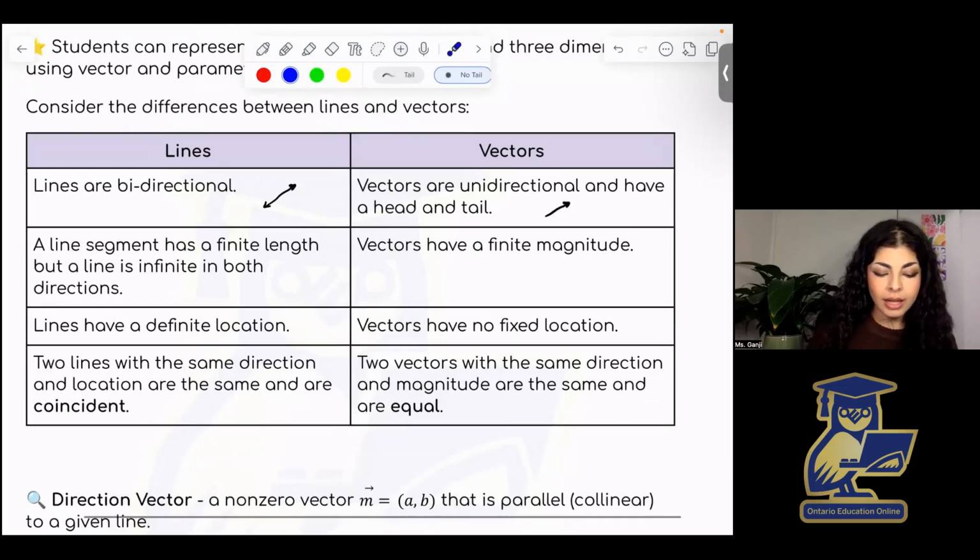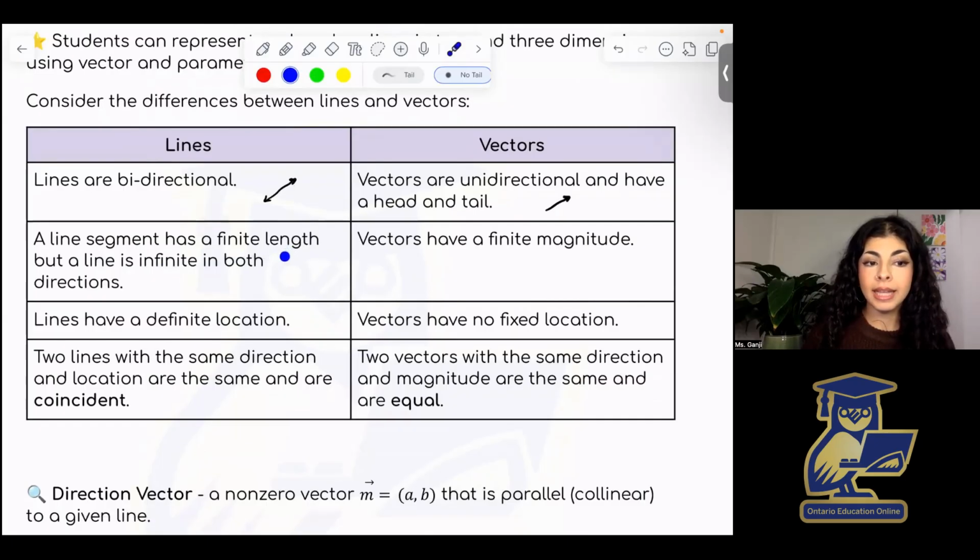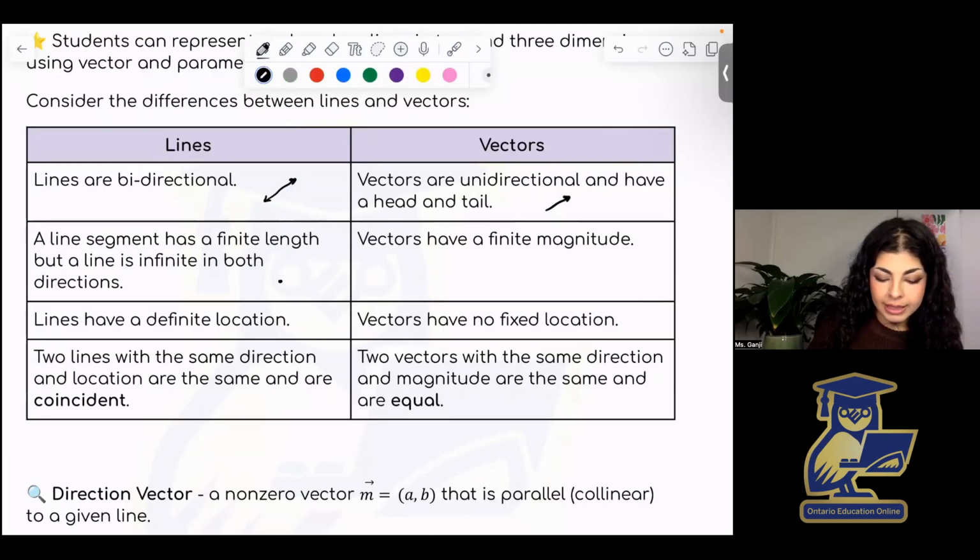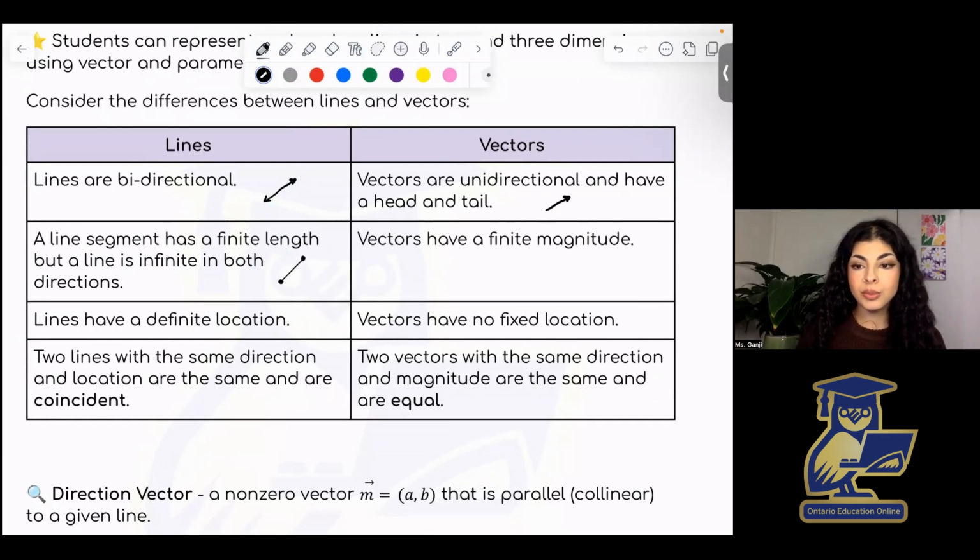Now, with lines as well, a line segment has a finite length, which means we know what the length is. But a line is infinite in both directions. So that's how we represent a line with the two arrows. A line segment, however, would be my straight line there with two dots at each point, which tells us the endpoints, and from that we can determine the length. Vectors also have a finite magnitude. Remember, a big part of what vectors are known for is having a magnitude and a direction. So it is known what the magnitude of our vector is.